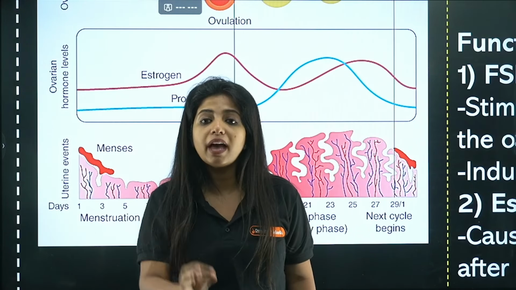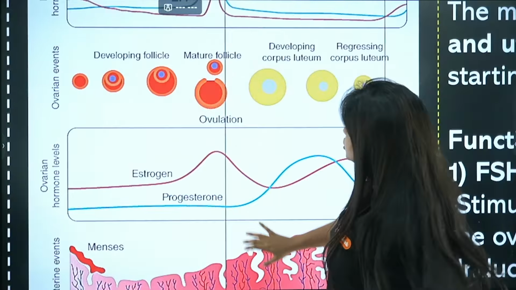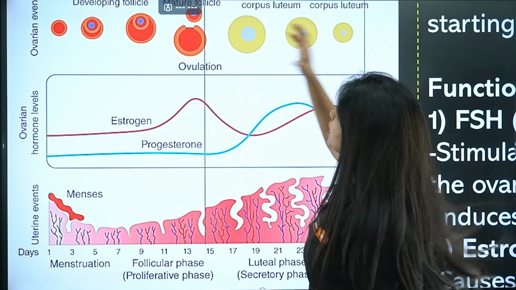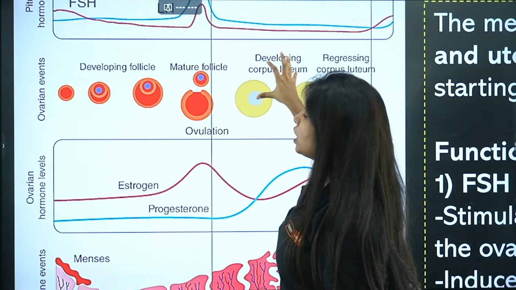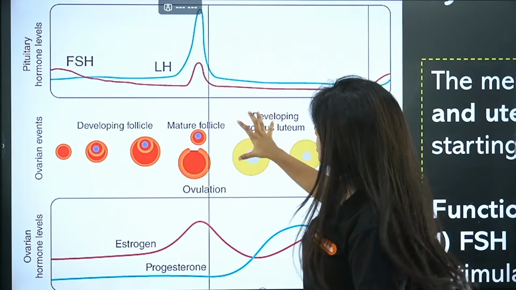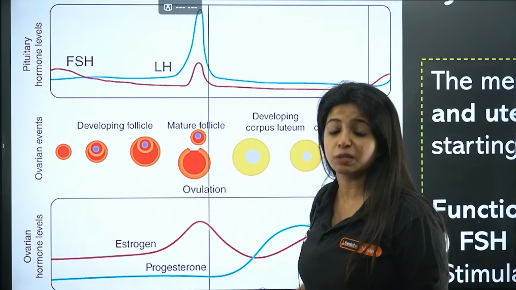On the 14th day, you will be having ovulation. My dear children, whatever is left behind in the follicle, you call this the corpus luteum. And this corpus luteum is staying because LH and FSH are there, especially LH.